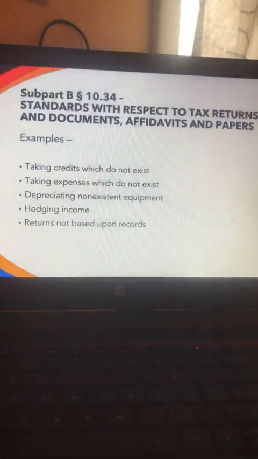Don't allow your clients to say, boy, I need another $1,000 in depreciation, or I'm just going to have to pay additional tax that I don't want to pay. Your client says, well, you know what? Let's just add some chairs there, and I can tell you I bought some chairs. Don't do that. Don't depreciate non-existent equipment. You will fail your standards. Hedging your income, returns not based on records: all standards that you have to follow with respect to these tax returns. You need good records. You need good record books.